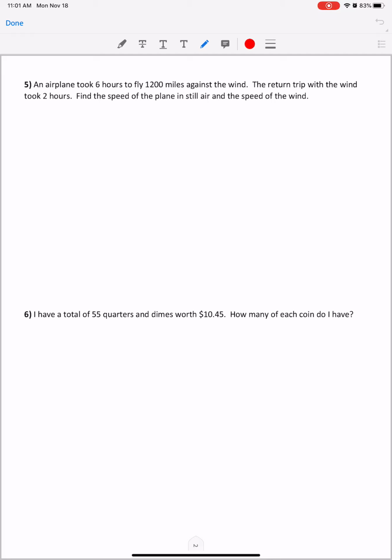So with this airplane problem, same as the boat problem, we need to know our distance. Distance equals rate times time. So in this first sentence here, an airplane took 6 hours to fly 1,200 miles against the wind. My distance is 1,200 miles. My time is 6. By the way, we're going to call the plane P and the wind W. When you are going against the wind, that means that wind is hurting you. So your rate is your plane minus your wind, your W.